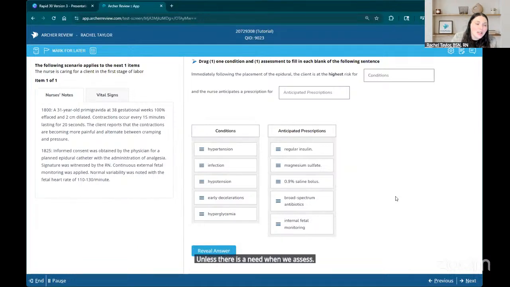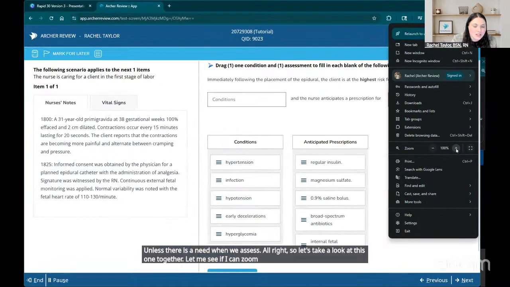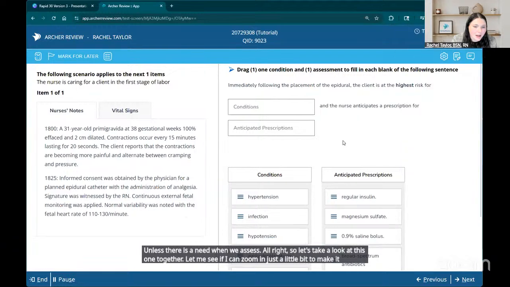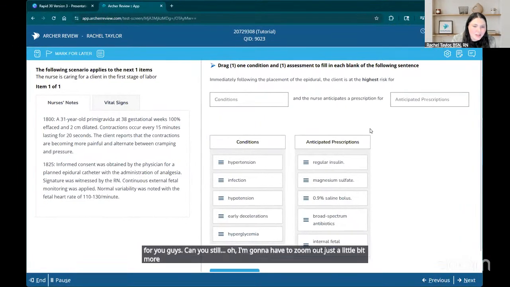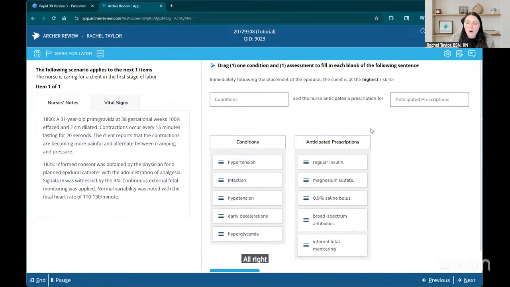All right, so let's take a look at this one together. Let me see if I can zoom in just a little bit to make it bigger for you guys. I'm going to have to zoom out just a little bit more. Can you guys see everything okay when I have it like this, a little bit bigger? All right, let's walk through this.